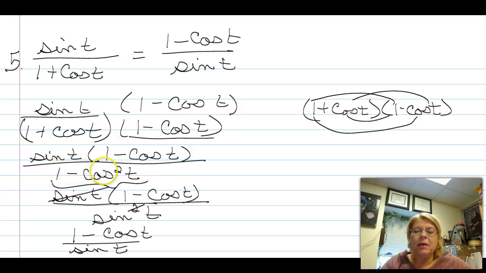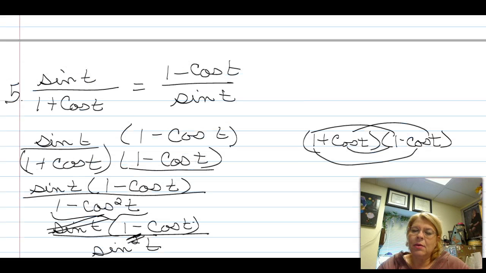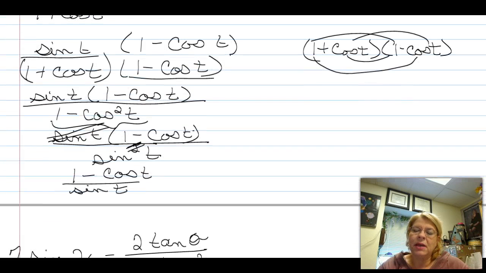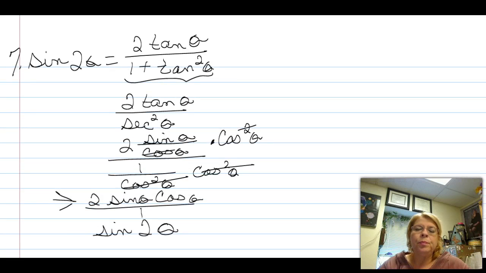Alright, that gives me 1 minus cosine squared t. Now the 1 minus cosine squared t is equal to sine squared t. So I have sine t times 1 minus cosine t over sine squared t. And since I have a sine in both the numerator and the denominator, I take 1 from each, which gives me 1 minus cosine t over sine t. And 1 minus cosine t over sine t is where I was headed, so I'm through with that one.